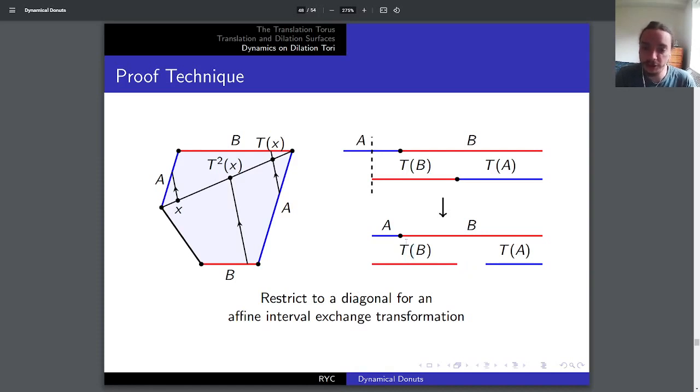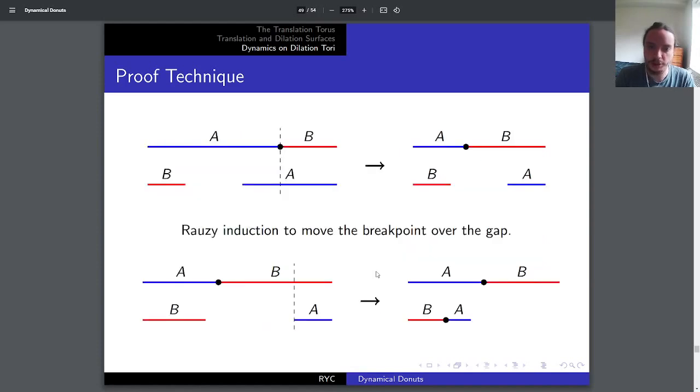And what's going to be really important here is this breakpoint. As we shift the direction of the flow, that breakpoint is just going to slide across the interval here. So it's going to change the position of the breakpoint, which will change everything, but that's what's important. Okay, so how do we actually analyze these maps?